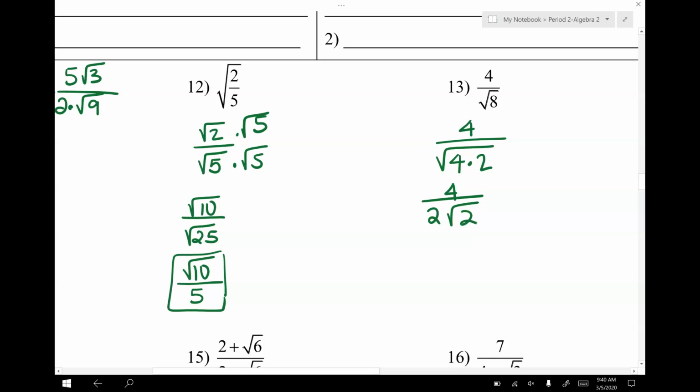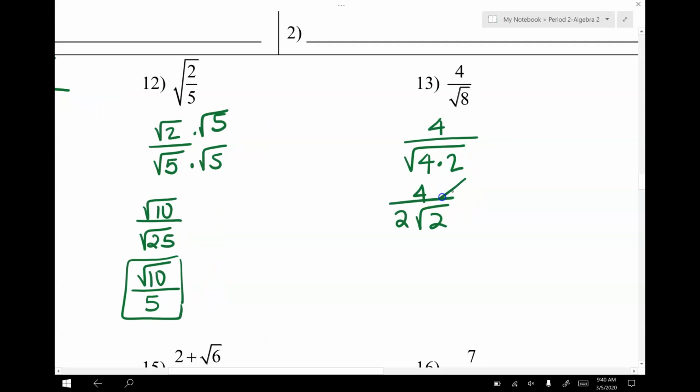Can we simplify the outside 4 and the outside 2? Yes. Yep. So on the top, on the top, we can now write 2 over radical 2. Do we now know what to do or where to go? Yes, so go ahead and continue.